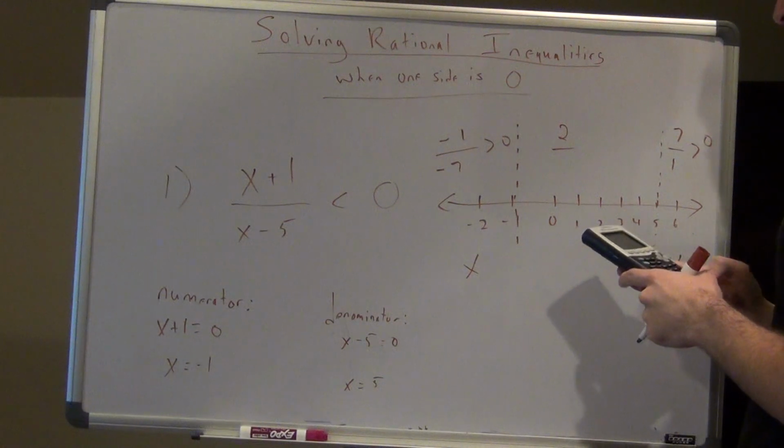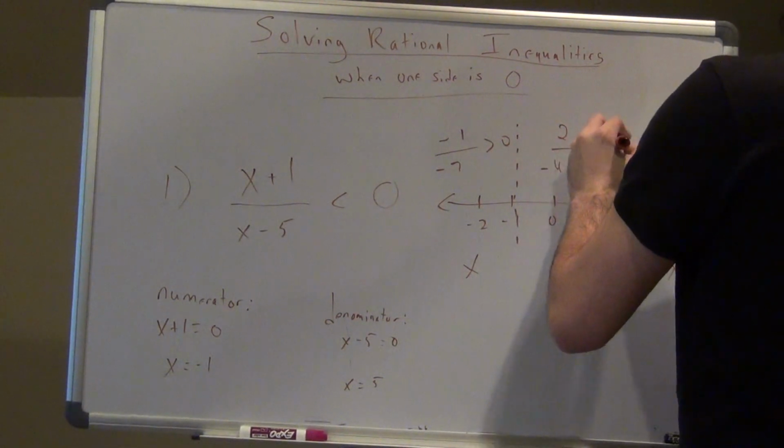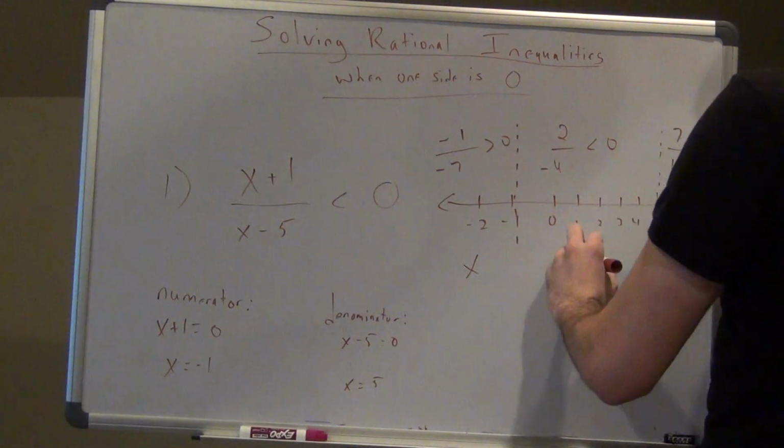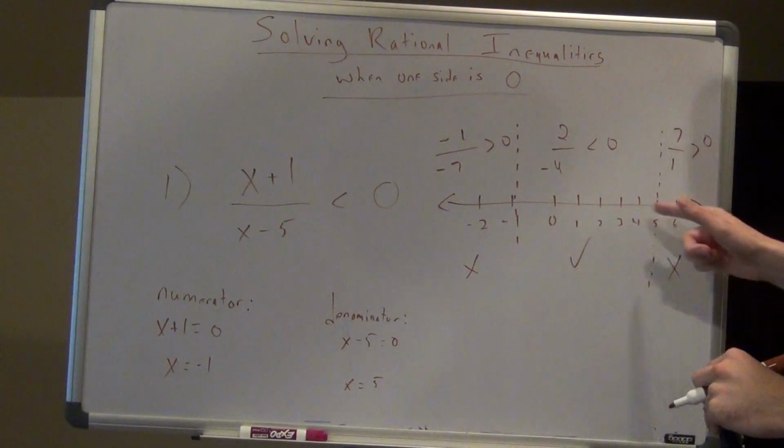Then I did 1 minus 5 is -4. 2 over -4 is going to be less than 0, right? So this one works. Okay, so what I'm doing is, again, so as not to be confusing, I'm trying to make it quick in less time. I'm just plugging in a number from each region, okay?